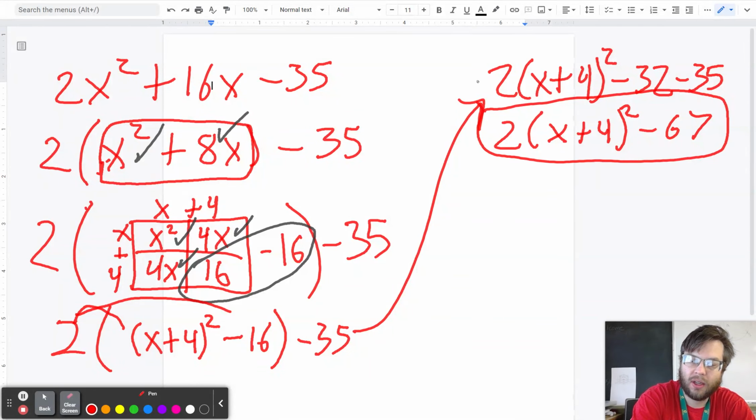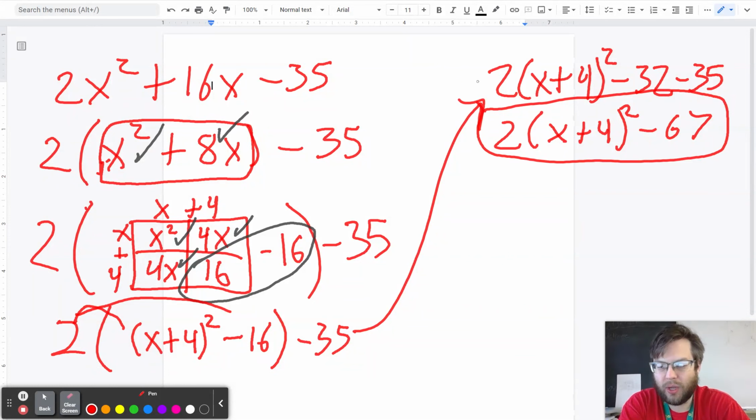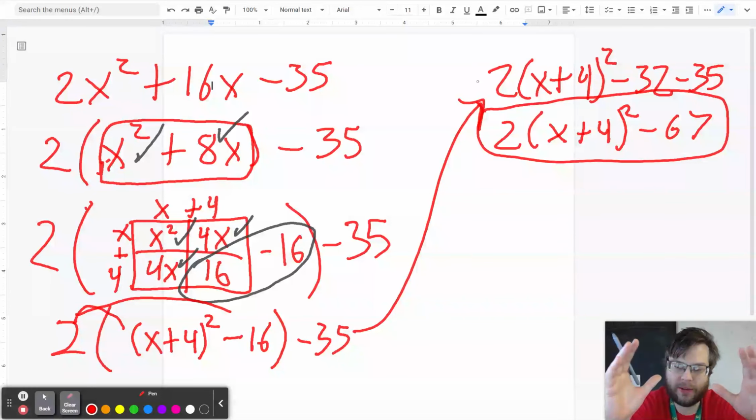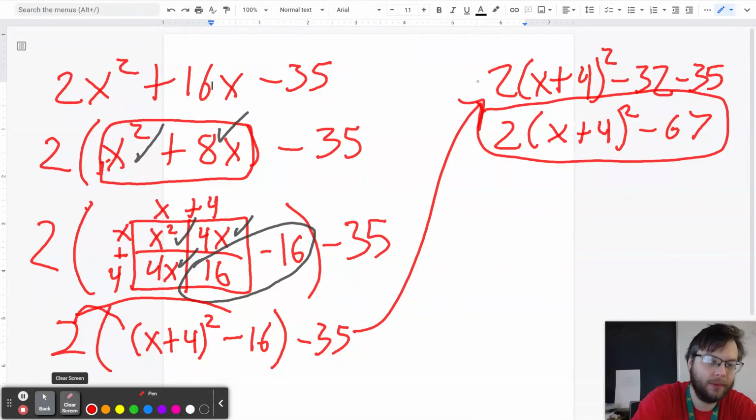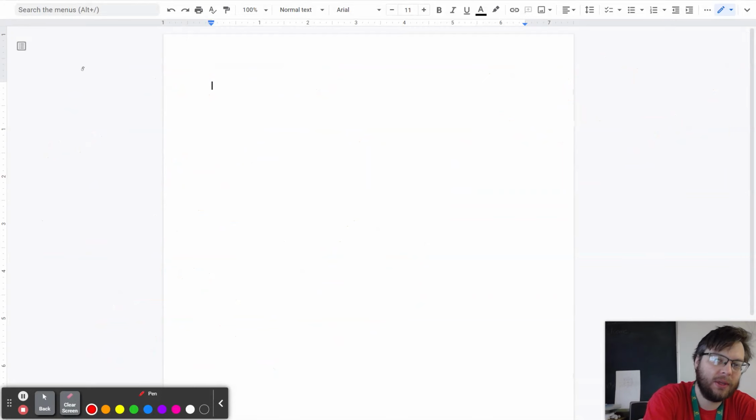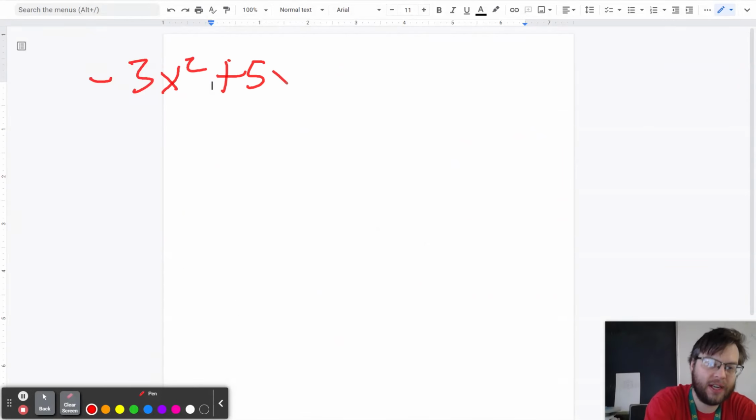You can complete the square on every quadratic, no matter how nasty of a quadratic it is. I'm not saying it's always the best way to do it. I'm not saying it's always the easiest way to do it, just that you can always do it. I'll show you one more example with even nastier looking numbers just to really drive home the point. So let's say we had negative 3x squared plus 5x minus 1234.